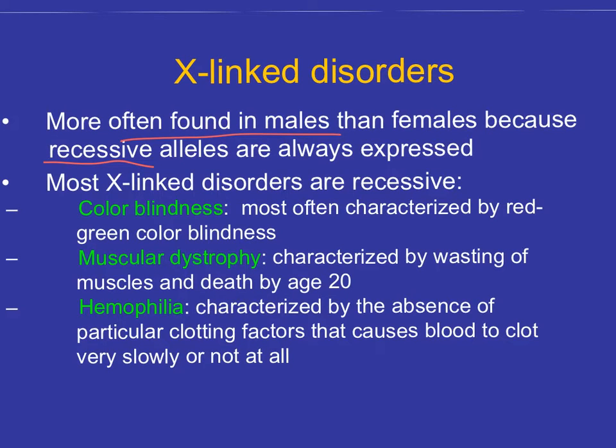Here are some examples. We've got color blindness, which is most often red-green color blindness, most prevalent in males. Take a moment to think about it. Do you know anyone who's colorblind? Chances are they're male. Muscular dystrophy is where the cells of the muscles die earlier than they should. And hemophilia is an absence of blood clotting, so they can't form blood clots, which is a problem if they're injured.